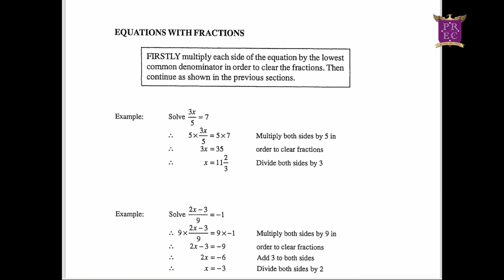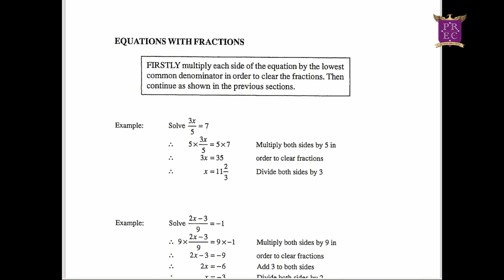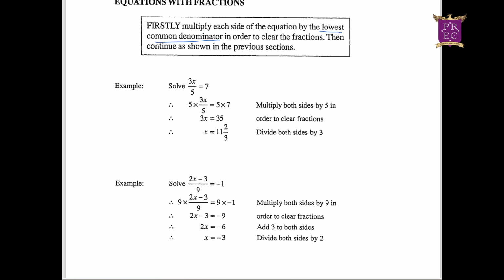Moving on to equations with fractions. So whenever you have an equation with a fraction, you want to multiply both sides by the lowest common denominator to get rid of the fraction. So looking at the first example, this one's pretty simple. They've just multiplied both sides by 5, giving us 3x equals 35, and x equals 11 2/3.